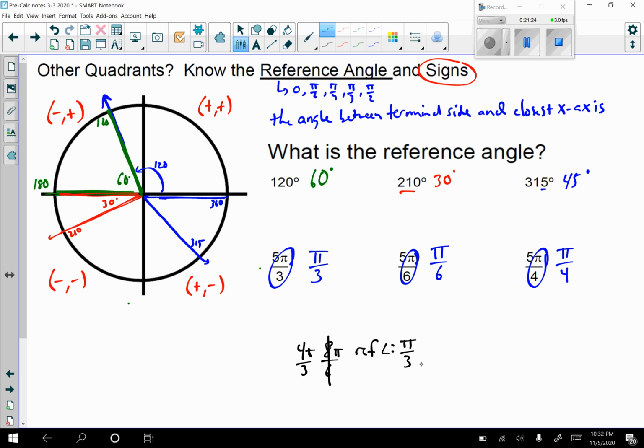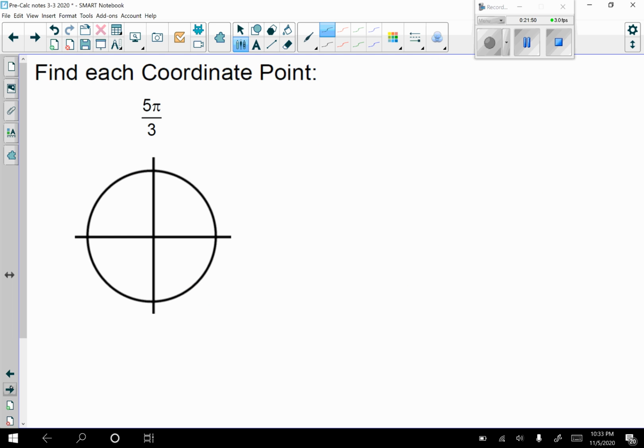Okay? So what does that reference angle mean? Well, the reference angles are the special triangles, and those are the first quadrant angles. So I said there's two things here, reference angle and signs. The reference angle is going to give us the numbers in the coordinate point, like we know from the first quadrant. The signs just tell us positive, negative for x and y, as long as we know where we are. That's the quadrant we're in. So let's put those two things together.